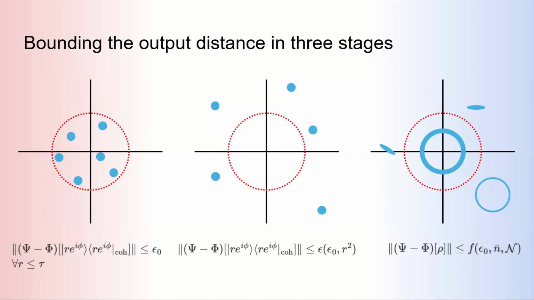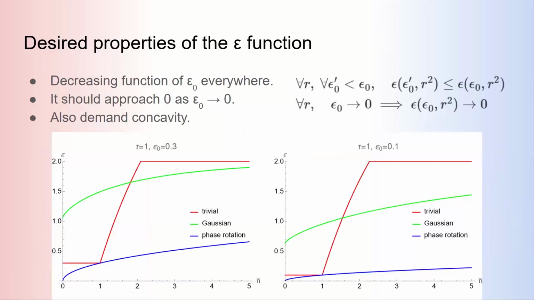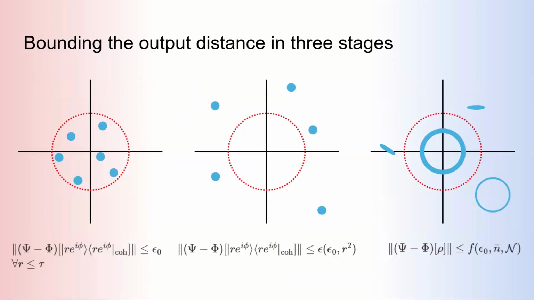So now we say, okay, what about a squeezed vacuum? What about a Fock state? What about anything? So we're bounding it in these three stages. And I should say, this is not distance. This is trace distance.